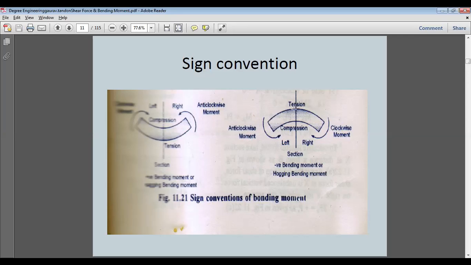Whereas in the reverse condition, in which the top portion goes up or the convex face is facing the sky, it is known as hogging. Hogging is negative bending moment, and the lower surface is compressed while the top surface is expanded, or in tension. So this is called hogging and the bending moment is negative. Okay, so this was the sign convention for shear force and bending moment diagram.